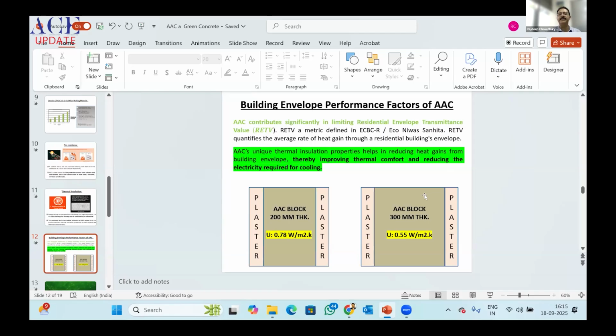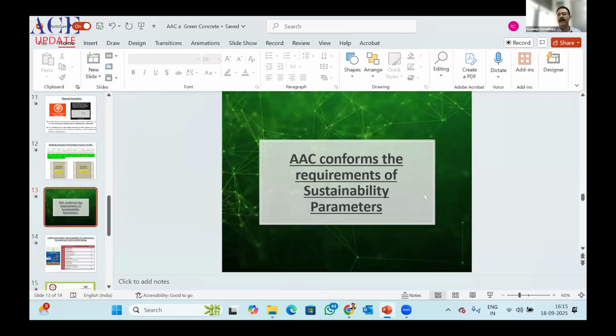If you look at the transmittance factor, the U factor here is 0.78, 0.55 without doing anything. The number as per ECBC, I think, is something close to 0.42. So if you look at the thickness of the block, 300 mm, without doing anything, only doing plastering, you will achieve 0.55, very close to 0.42. But do some jacketing, do some plastering, add some EPS, and you have it. So that's the biggest advantage of using this kind of material.